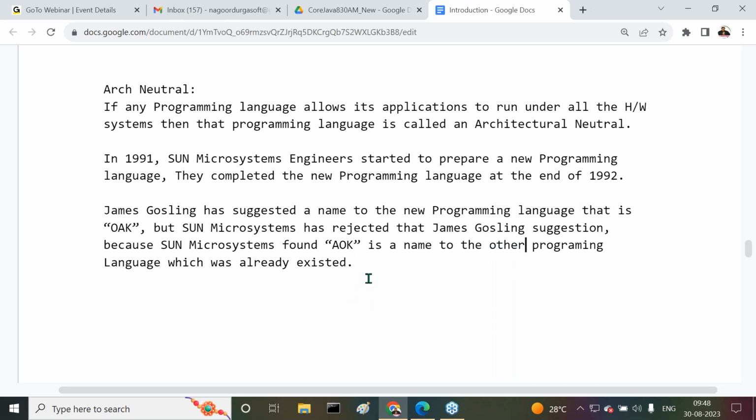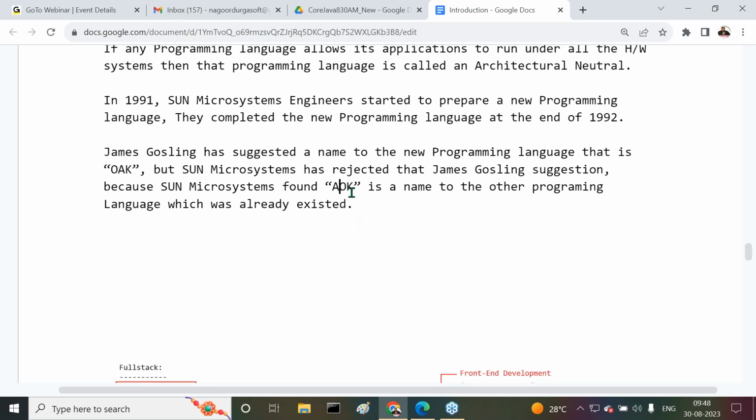Guys, observe carefully. What is the point I'm telling here? Initially, James Gosling suggested the name Oak for the new programming language, but Sun Microsystems rejected that. Why? They found that there is another programming language with the same name. If we give the same name to the new programming language, people's thinking may change unnecessarily. This new programming language may be seen as an extension of the old programming language, and we are going to lose our identity. That's why Sun Microsystems rejected James Gosling's option. All of you are getting it or not? Okay, fine. But still people are searching for a new name for the new programming language.